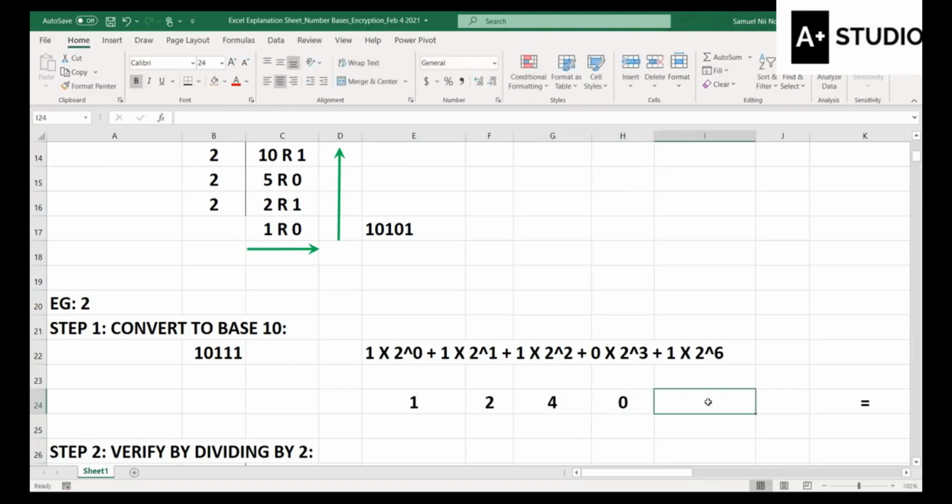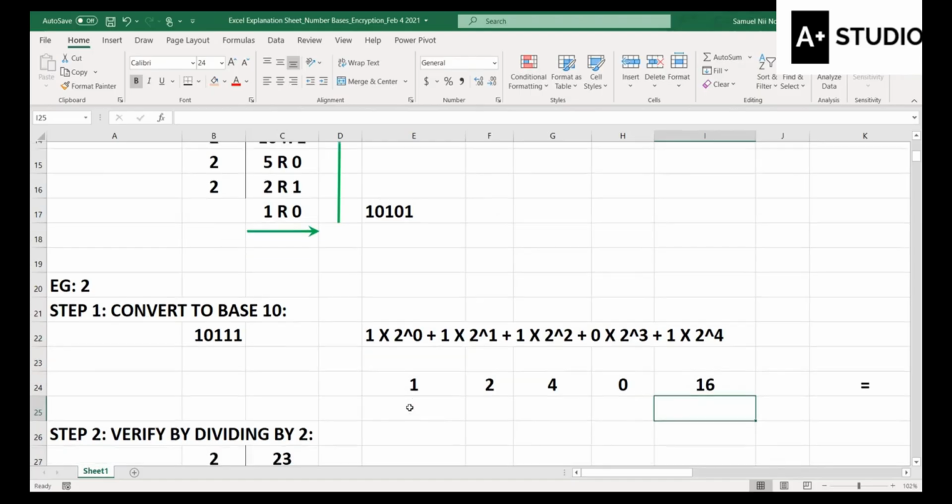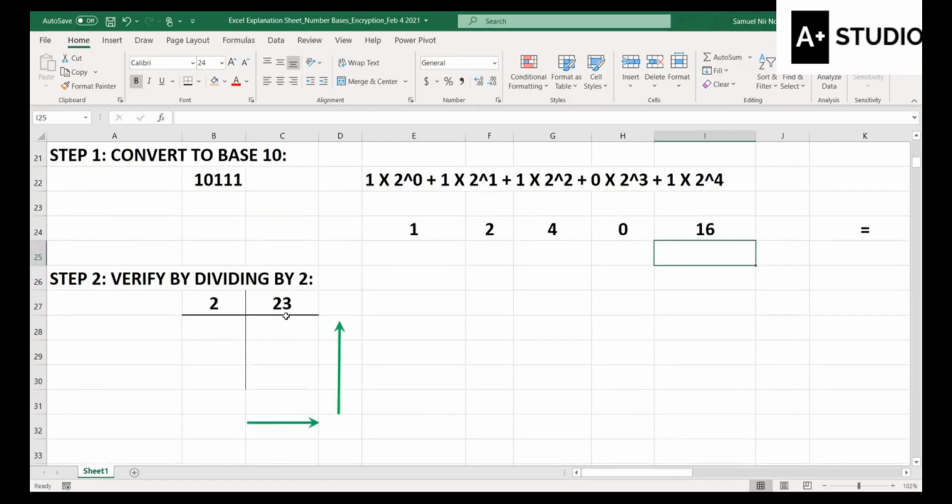And the last one, 2 raised to the power, what did I do here? 2 raised to the power 4, I wrote 6. Now 2 raised to the power 4 will give you 16. Again, when we add this up, 16 plus 4 is 20, 22, and 23. So now we are verifying 23. That's what I have here.